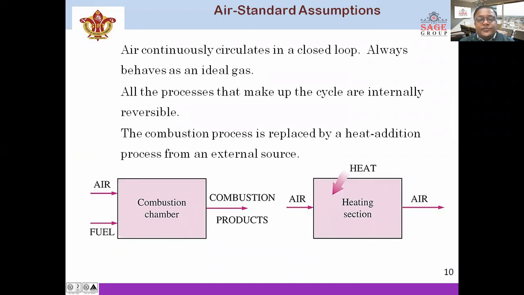जितनी प्रोसेस यूज की जा रही वो इंटरनली रिवर्सिबल है. जितना भी कंबशन प्रोसेस इस्तेमाल कर रहे हैं उसमें हीट एडिशन जो हो रहा है वो सोर्स बॉडी के द्वारा हो रहा है. सोर्स बॉडी से हीट सप्लाई हो रही है. It is the heat supply from the source body and the heat rejection is taking place at the sink body. तो एयर एंड फ्यूल which is supplied to the combustion chamber, it is supplied from the carburetor side.